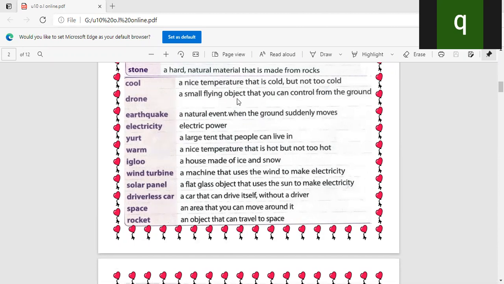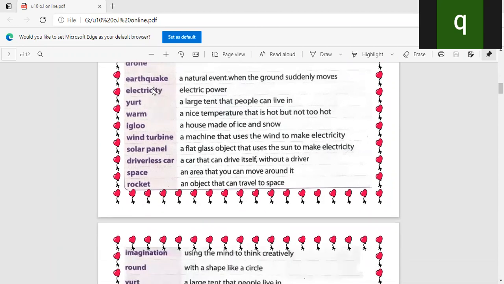Drone, a small flying object that you can control from the ground, a plane that goes without a pilot. Earthquake, a natural event when the ground suddenly moves, when the earth or the ground shakes, this is an earthquake. Electricity, electric power. Yurt, a large tent that people can live in. Warm, a nice temperature that is hot but not too hot. Igloo, a house made of ice and snow.